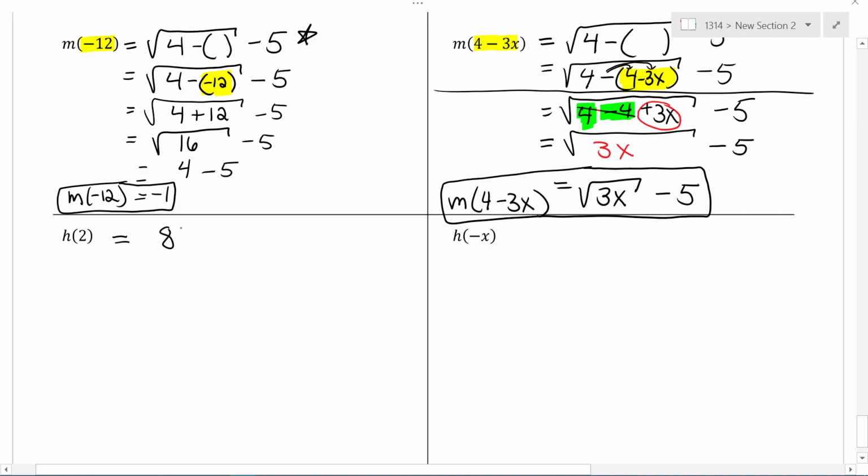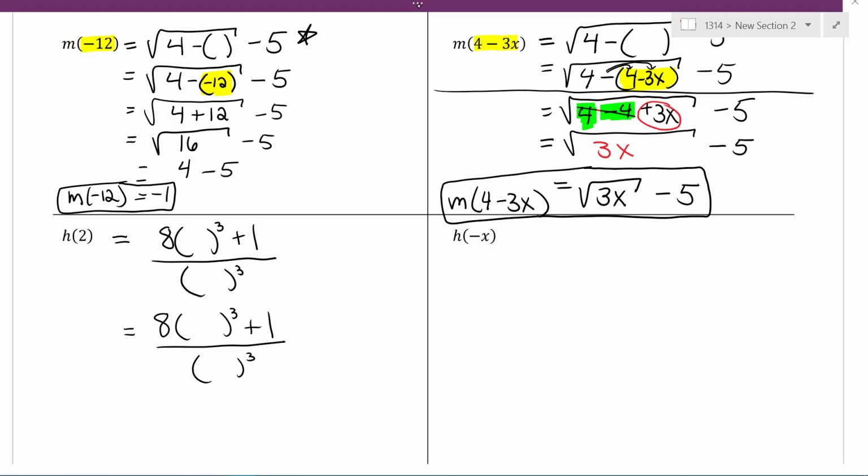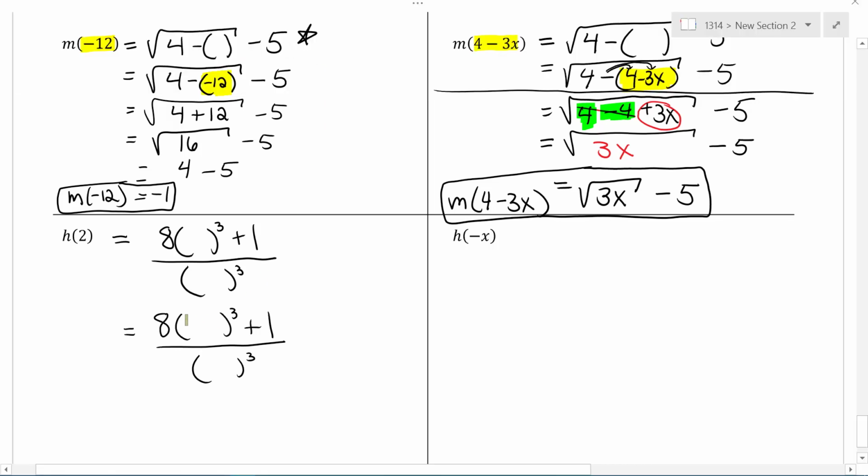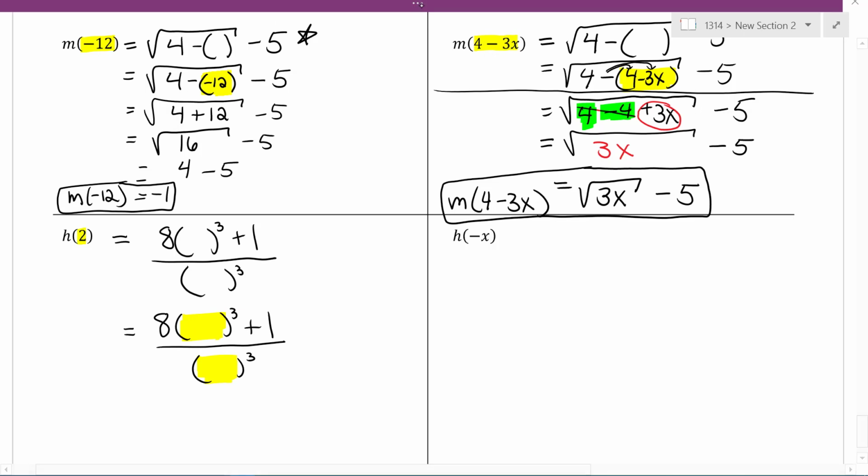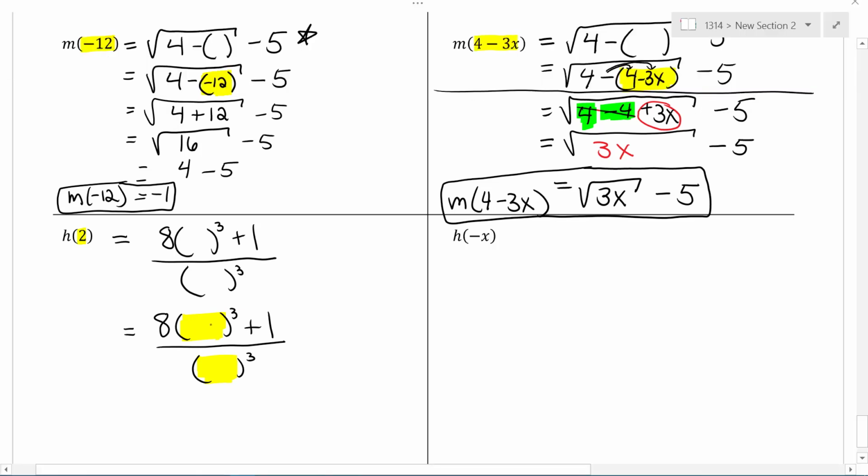Alright, so that's 8 times x cubed, parentheses cubed, plus 1 divided by x cubed. Okay, so that's step 1. Step 2 is to copy. Alright, so what am I going to put inside of those parentheses? Everywhere I have an empty parentheses, we're going to put in whatever we have in the parentheses on the left, into all those parentheses on the right side of the equal sign. So I'm going to put a 2 here and here.